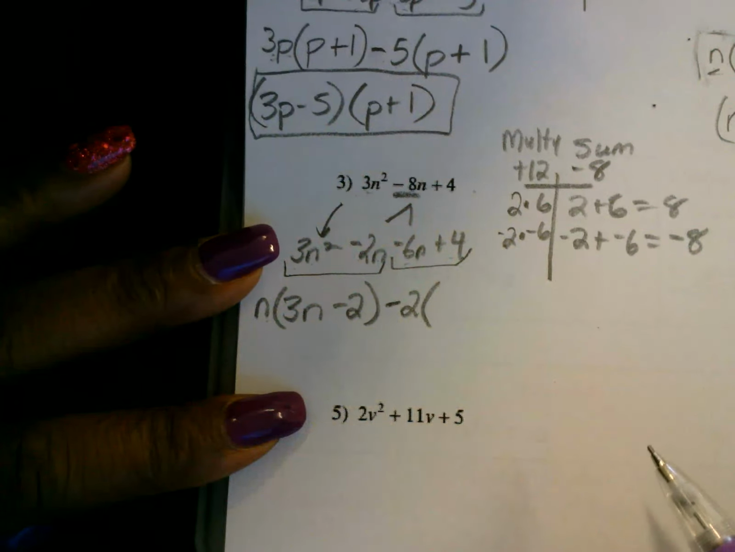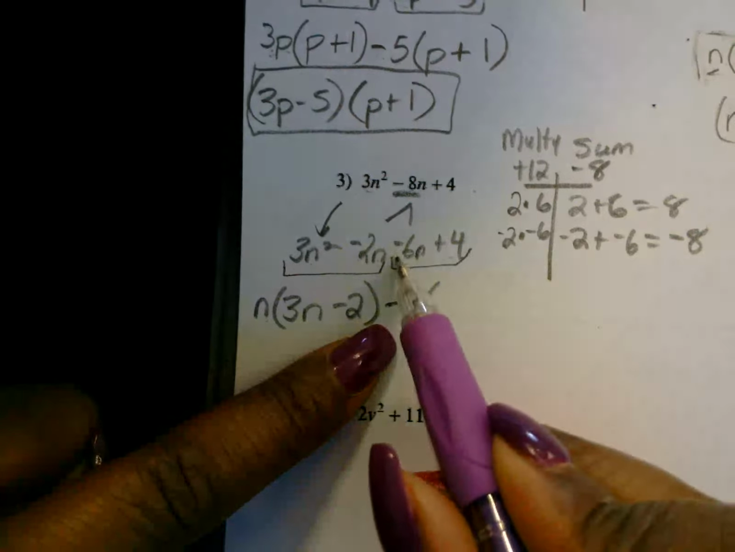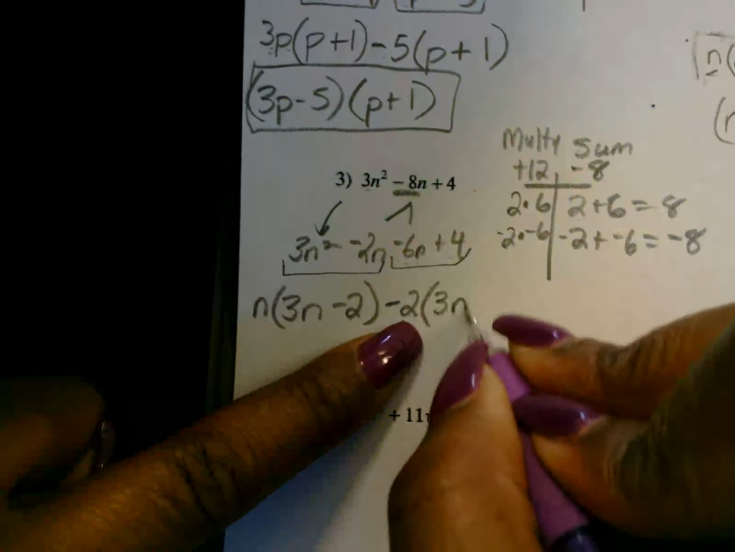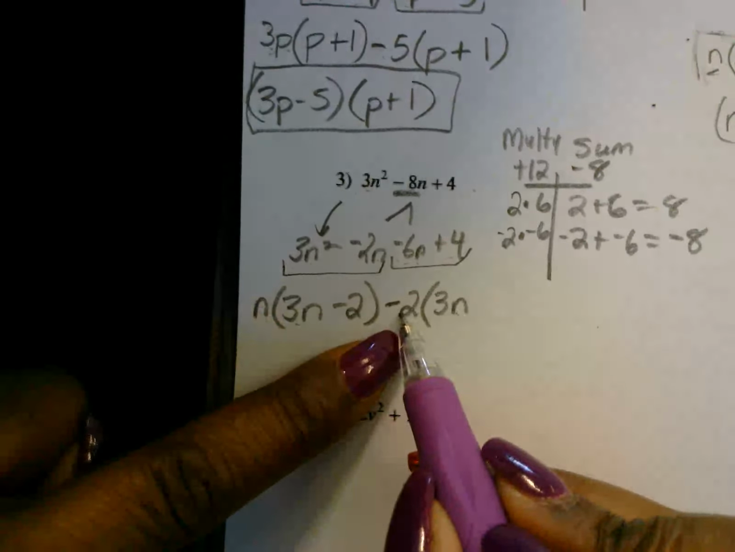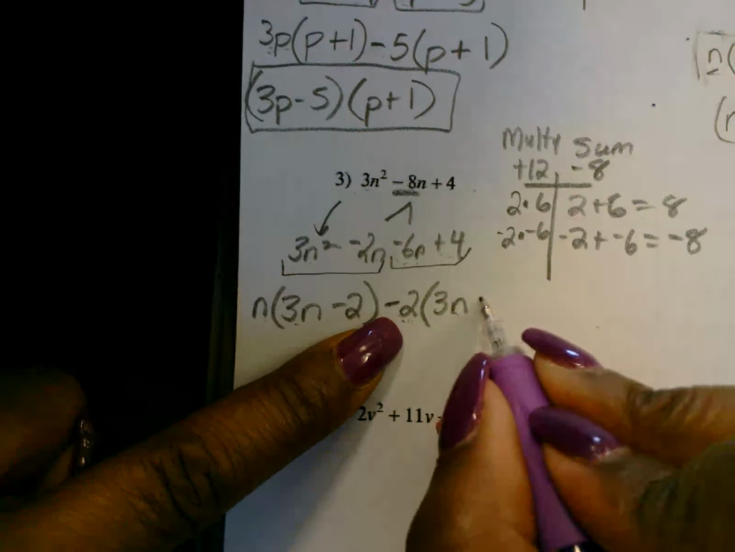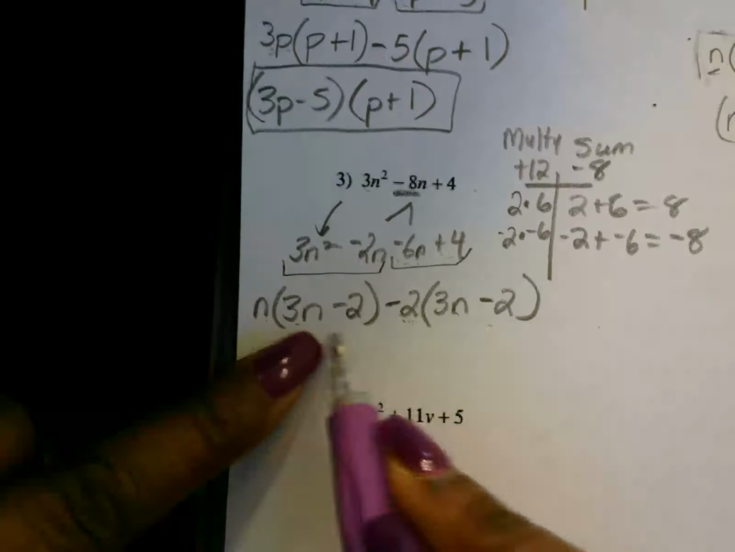Okay? When I take out a negative 2, what can I multiply times negative 2 to give me a negative 6n? Positive 3n. You see? That's the same as this. That's why I took out the negative 2. What can I multiply times a negative 2 to give me a positive 4? Another negative 2. And that's why I took out a negative 2, so that these two parentheses could be the same.